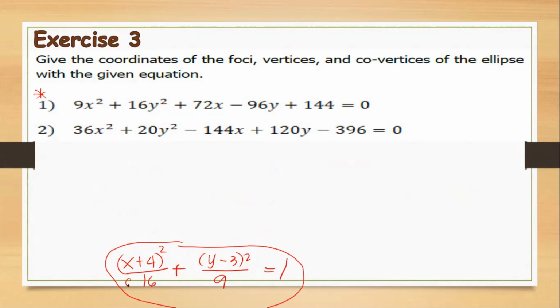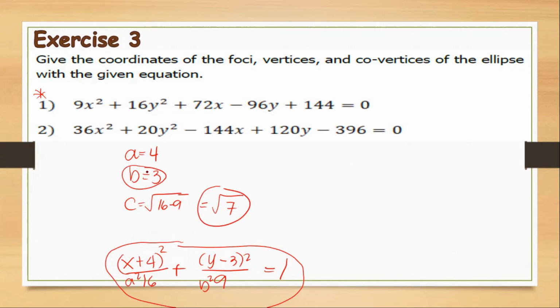Okay, so our a squared is equal to 16, and so our a is equal to 4. Our b squared is equal to 9, and therefore our b is equal to 3. And so let's find our c. So our c is equal to the square root of 16 minus 9, and that is equal to the square root of 7. 16 minus 9 is equal to 7. So our c is equal to square root of 7. b is equal to 3.